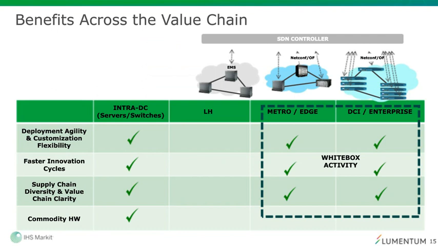Now, when one looks at disaggregation in the context of the solution that went into the intra-data center space, where they use bare metal servers and switches, there were benefits realized in deployment agility, faster innovation cycles, supply chain diversity and value chain clarity. If one were to map the same advantages and look at which sector of the optical network would benefit most from disaggregation, I think we come to a common conclusion that it could be the metro edge and the DCI systems. And therefore, most of the optical white box activity in this industry targets the space.